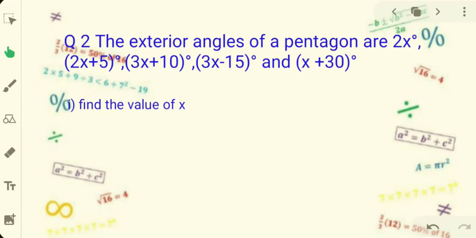As we learned before, the sum of all the exterior angles will always be equal to 360. Here, they have given us all the values, but they are in algebraic form. So we will form an equation in which we add 2x with 2x plus 5 with 3x plus 10, 3x minus 15 and x plus 30, which will be equal to 360. And then after solving the equation, we will get the value of x. So the first step is that we write down all these values equal to 360.